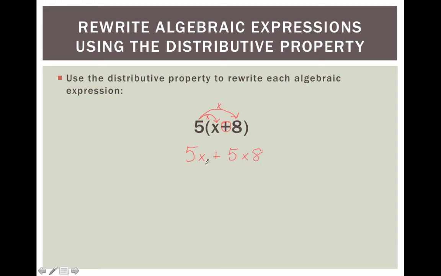5x, we can't really do anything with it because it's already an algebraic part of the expression with a variable, so it's already simplified enough. But we can simplify the 5 times 8, and 5 times 8 is 40. So we have rewritten this algebraic expression into 5x plus 40 by using the distributive property to distribute the 5 times the x and the 5 times the 8 and adding the two products together.